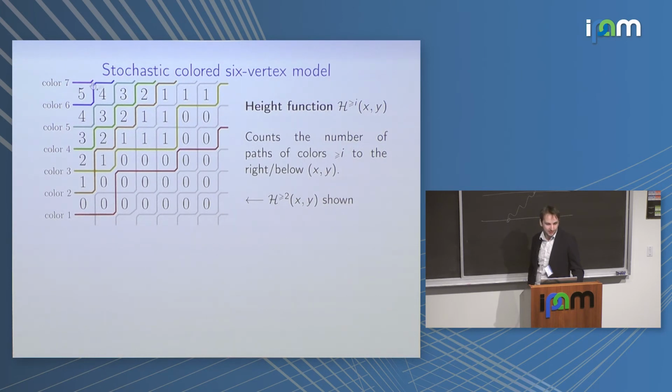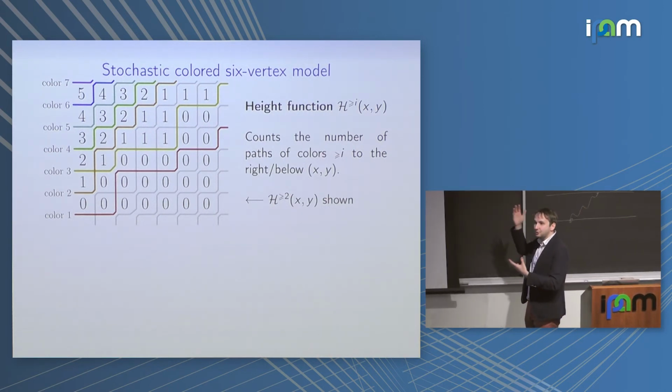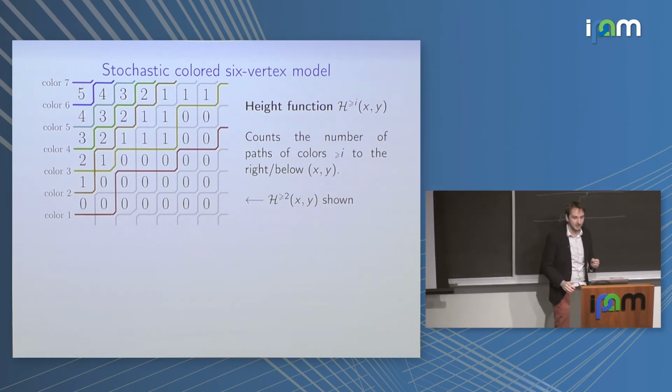For example, here I show as an example the height function with parameter 2. So it's h_2, so it counts the paths of colors 2 and greater, so 2, 3, 4, 5, etc. So everywhere here until you reach something it's 0. Now you cross the first path, now it's equal to 1, now it's equal to 2, 3, 4, 5, etc. In this way you can just parameterize your configuration by the values of all possible height functions. If you know all of them, then you can reconstruct the configuration.